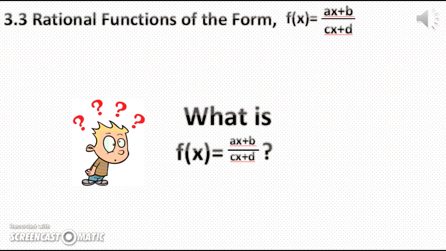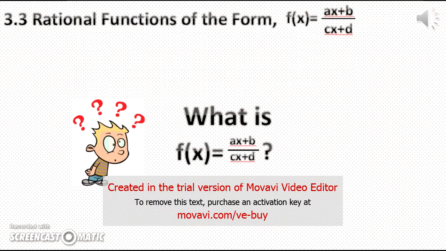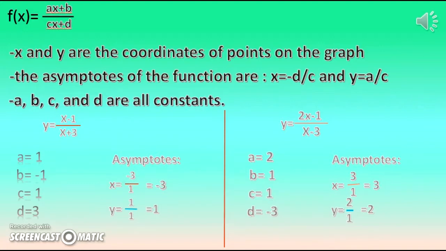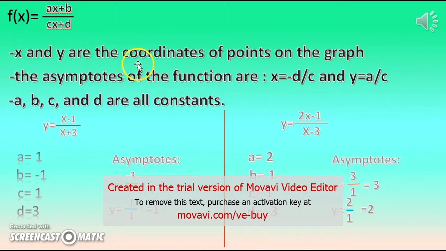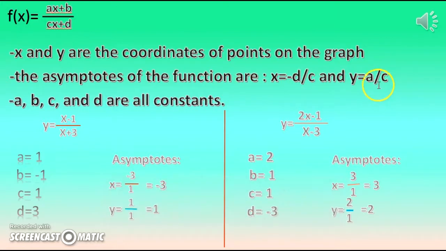3.3 Rational functions of the form f(x) equal to (ax plus b) over (cx plus d). So what is f(x) equal to (ax plus b) over (cx plus d)? x and y are the coordinates of a point on the graph. The asymptotes of the function are x equal to minus d over c and y equal to a over c. a, b, c, and d are all constants. Two examples are given.